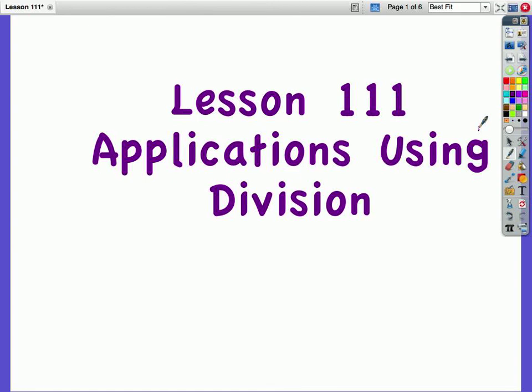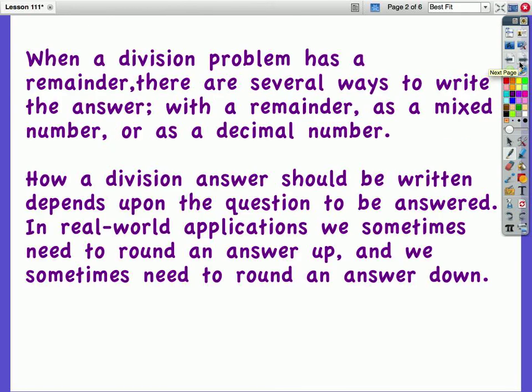We're going to talk about applications using division. So when a division problem has a remainder, there are several ways to write the answer. You can write it with the remainder, as a mixed number, or as a decimal number. How a division answer should be written depends upon the question to be answered.